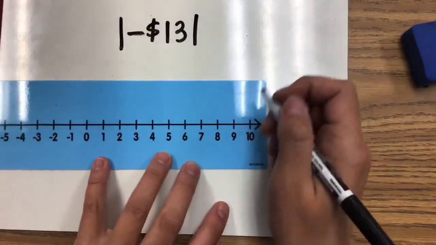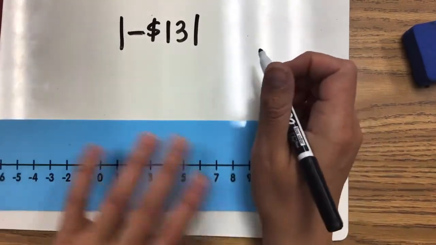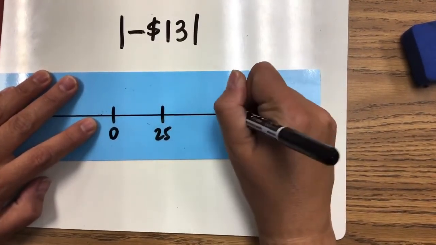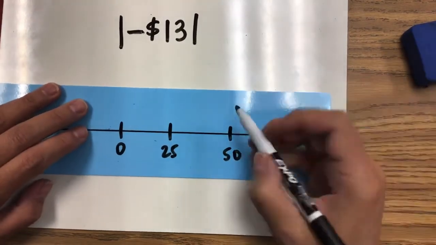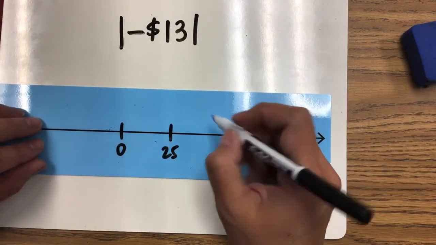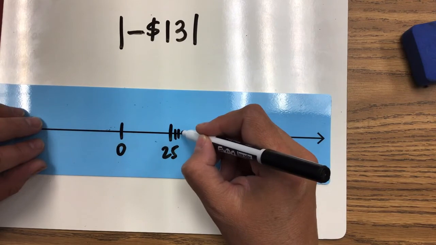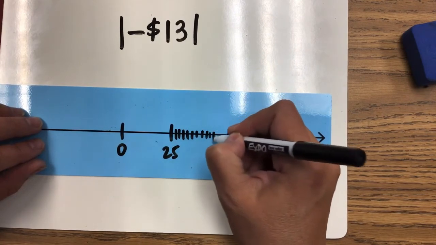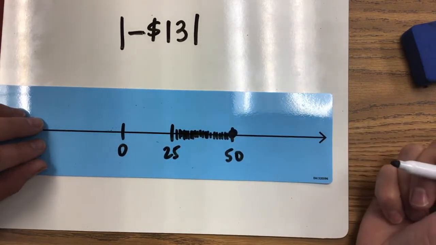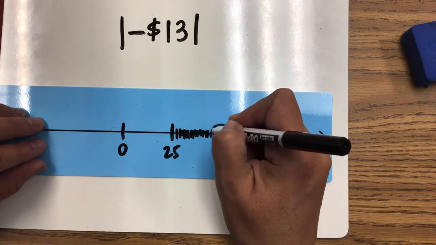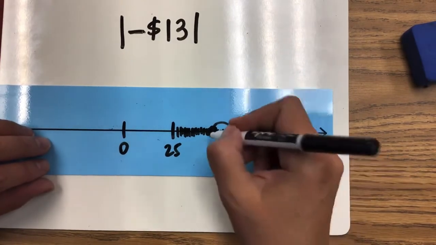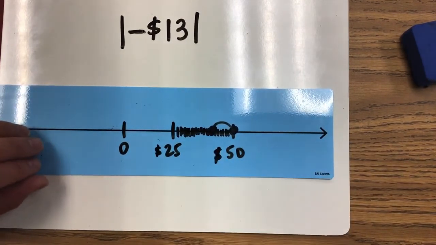So say the baseball card was worth $50. Something like this on a number line, right? The baseball card was worth 50, and so it went down 13. So you'd count down the number line. Can't fit them all in there. You count down 13 and be somewhere here, right? So it went down in price. If it costs $50 to begin with, then it would go down $13 in price.